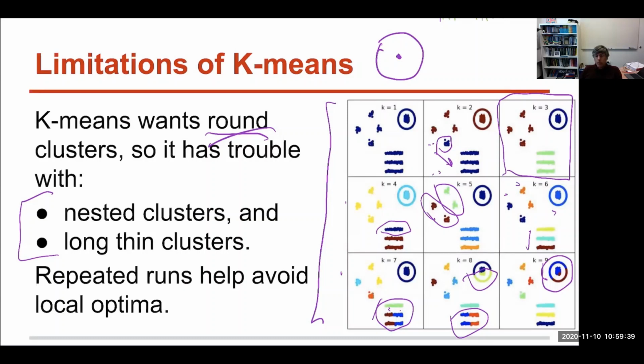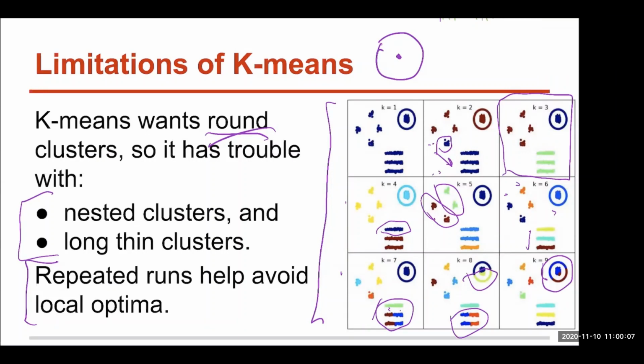K-means is a good heuristic clustering algorithm. It's probably the first thing you should try. If you're not happy with the quality, you can run it a couple of times. But generally speaking, if you want round clusters, once you have an idea of how many of them you need, k-means is generally a good method. Any questions about it? Any questions about clustering?